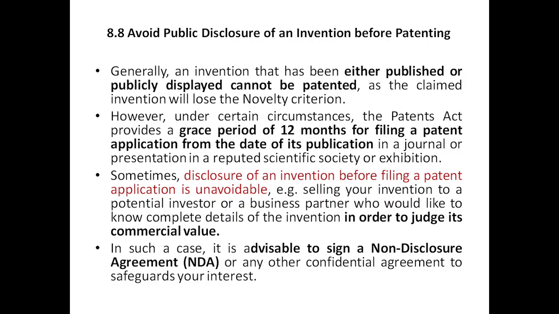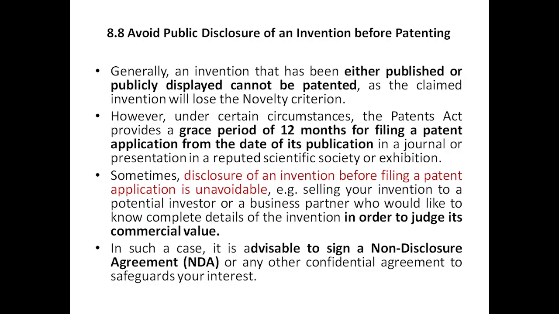However, under certain circumstances, the Patent Act provides a grace period of 12 months for filing a patent application from the date of its publication. Imagine you published work in a journal. You wrote a paper and published it, but later you notice that this can be patented. In those cases only, a grace period of 12 months, that means 1 year, is given. So within 1 year you have to file a patent. This is for scientific evidence, as proof that you published the work, so you can patent it.